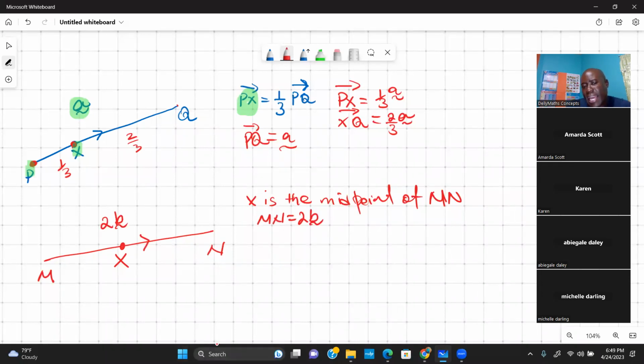Then I can ask you what is MX. Also, I can ask you what is X to N, going in that same direction. I remember, and if I change the direction, you have to be careful. So at the same time, I'm going to say, what if I want XM? Or I might want NX. No problem. All right.